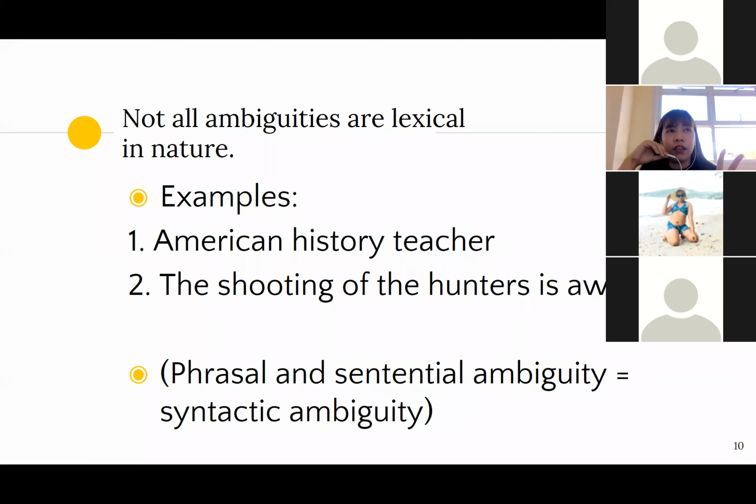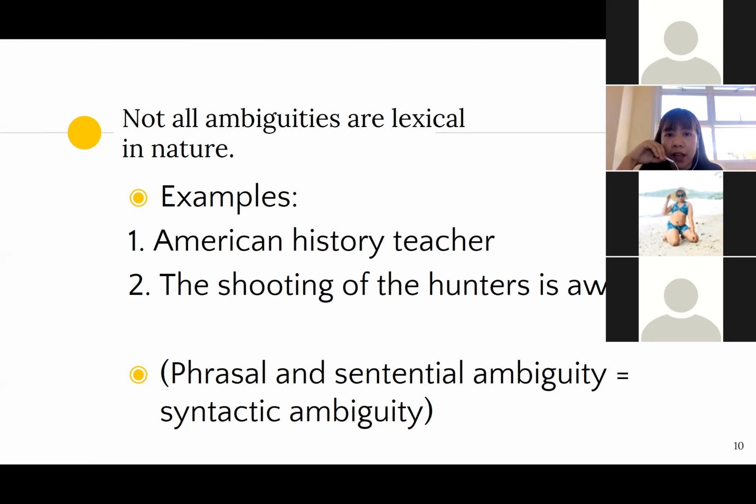So for example, ano pa ba? Siguro kay Sir Leo, ano siguro? Historic. Siguro yung word for na nag-pass on na teacher but historic or though iconic ang teacher. Kumbaga. So those are some, but thank you as well for Sir Leo's interpretation. Much appreciated for the interpretation. That's interesting as well. So those are just some interpretations that you can have for the phrase na level, American history teacher. Another is the sentence, the shooting of the hunters is awful.